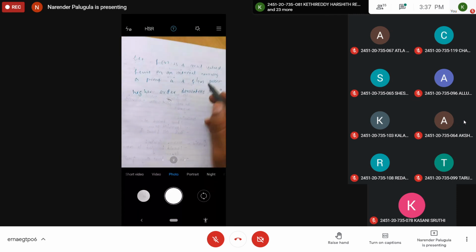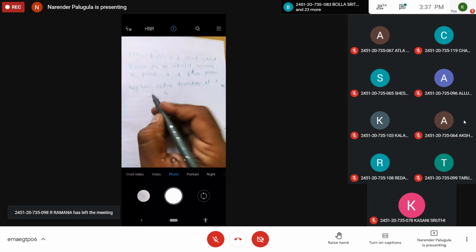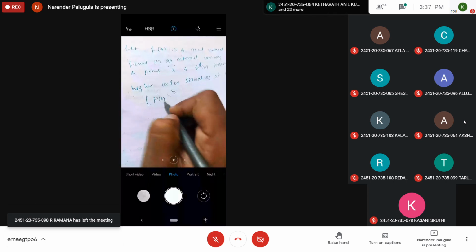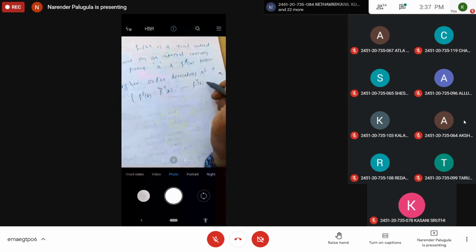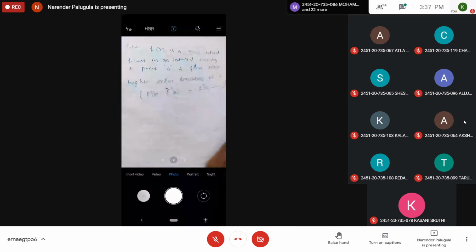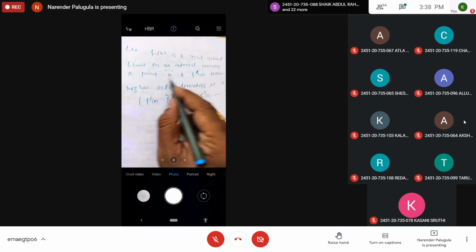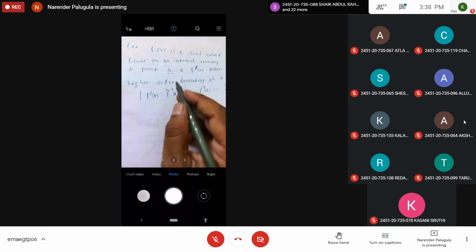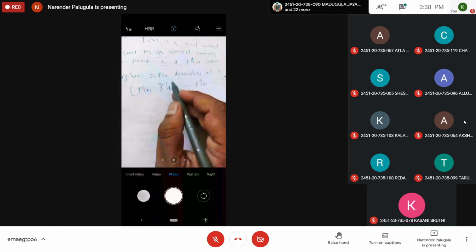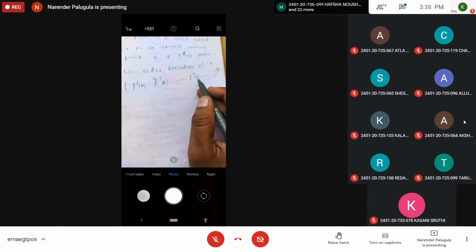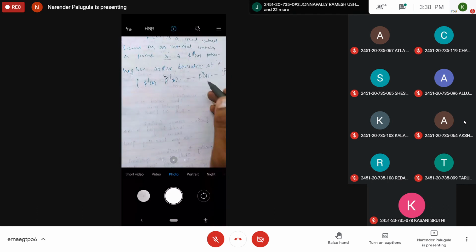F of x possesses all higher order derivatives. That means f dash A, f double dash A, and so on, the nth derivative of f at A all exist. That means f of x is differentiable at the point A up to higher order: f dash A exists, f double dash A exists, f triple dash A, the nth derivative, and so on. All higher order derivatives of f at A are finite.